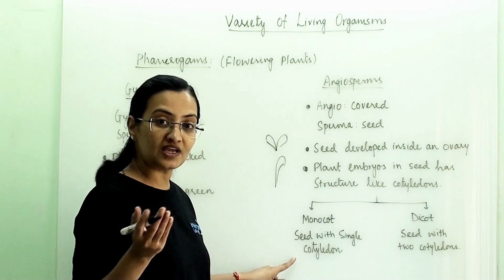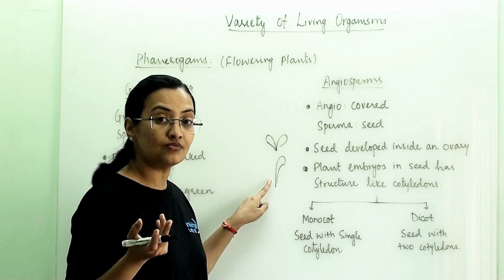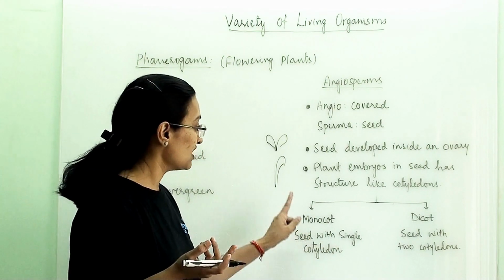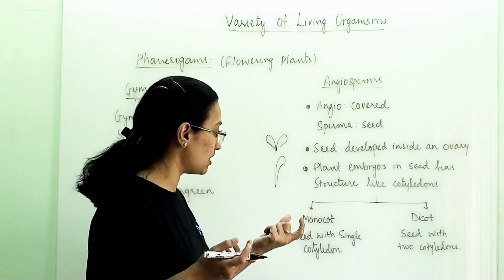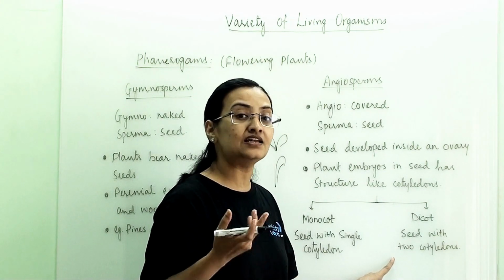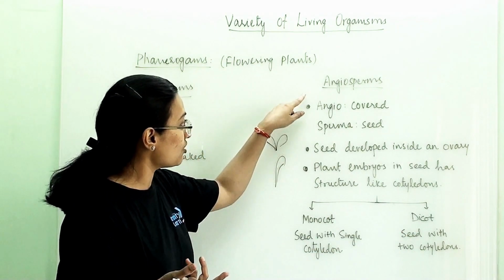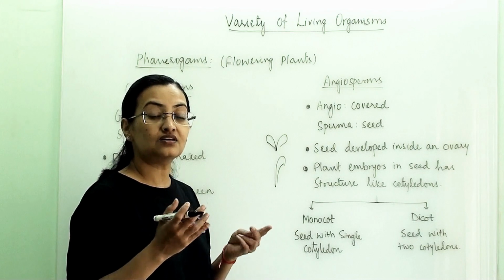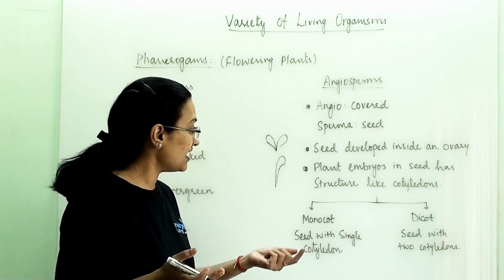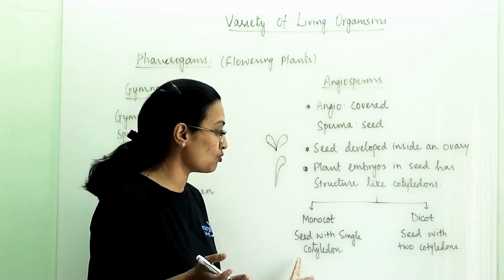Under monocot we can take the example of maize, a seed with a single cotyledon. If one leaf comes when germination happens, that means they are monocot, seed with a single cotyledon. When the seed germinates and two leaves come, that means they are dicot, seed with two cotyledons. Here we can take any legume, pulses, or we can take wheat. So these are the subcategories of angiosperms, which have clearly differentiated reproductive organs. Their seeds are covered, and after the plant embryo develops, we can see further classification into monocot and dicot.